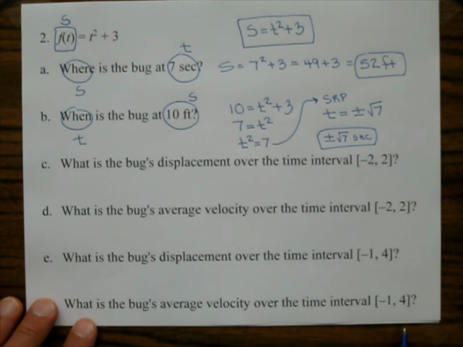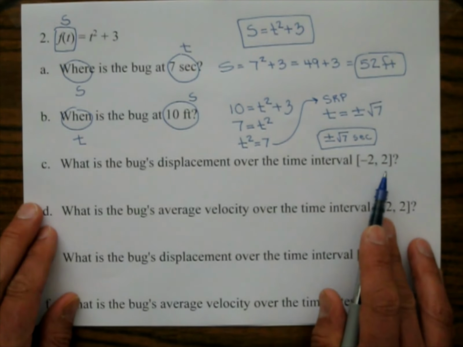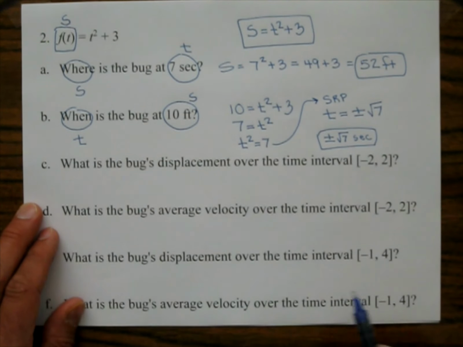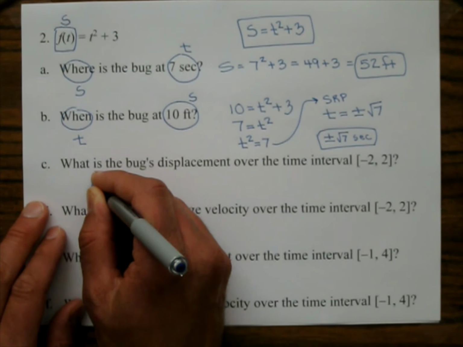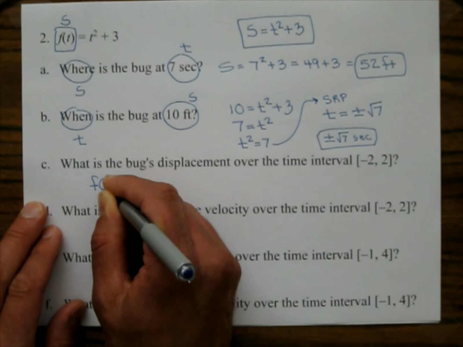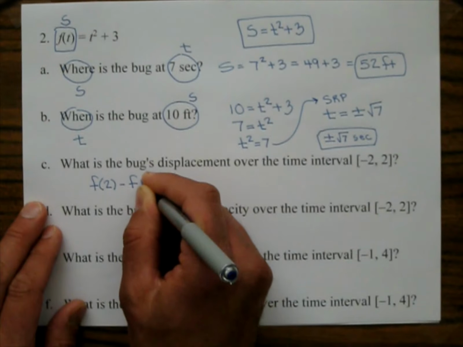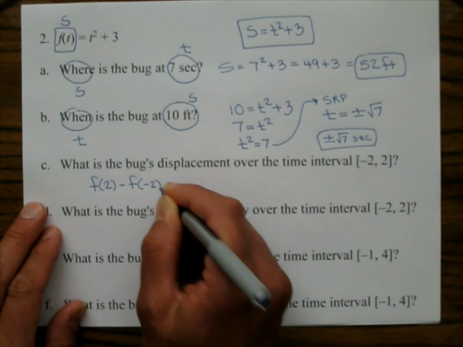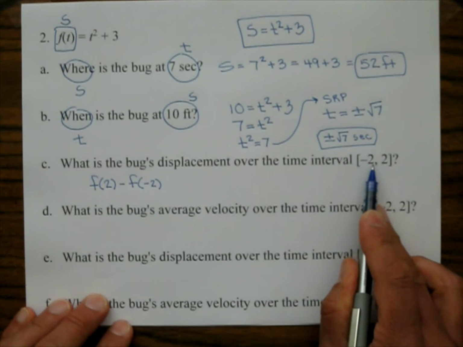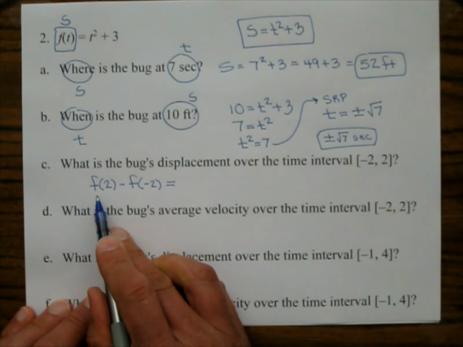What is the bug's displacement over the time interval from -2 to 2? This is where having that formula is really going to help you. The displacement happens to be f of the end time minus f of the beginning time. Notice it almost looks like we switch those. We do that for that, and then we have to know how to evaluate a function, f of 2.